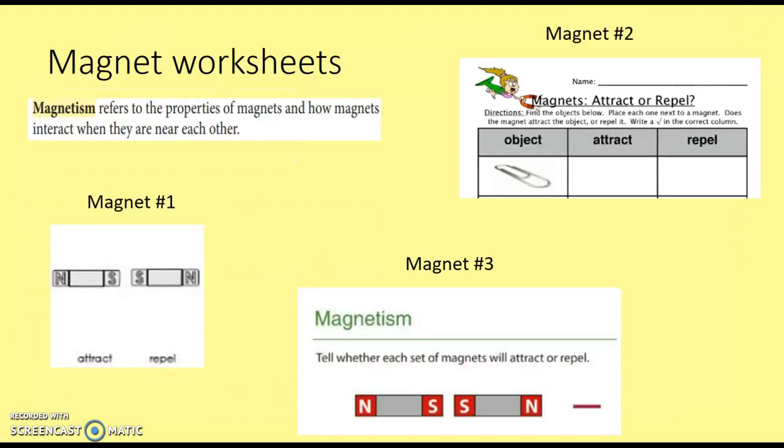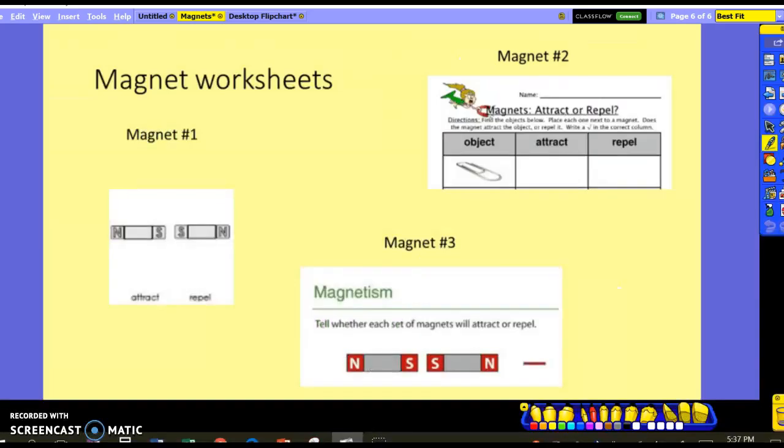All right. So you're going to have 3 worksheets on your magnets. Remember, magnetism refers to the properties of magnets and how magnets interact when they are closer together or farther apart. On magnet 1, all you're going to do is determine, do these objects attract or repel? Since we have 2 like poles, south and south, they would repel.